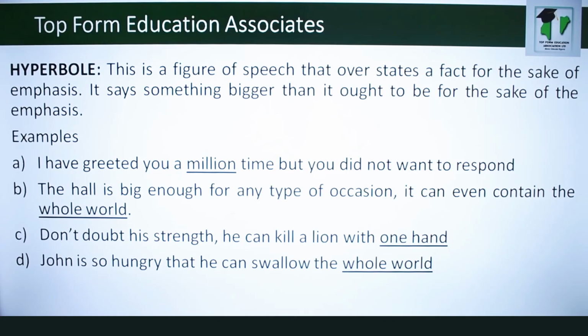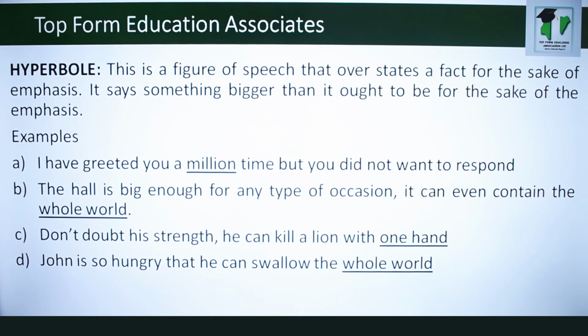All right. Example C. Don't doubt his strength. He can kill a lion with one hand. That is superb. The lion that we all know is fearless. When you look at this expression very well, of course you know, with one hand, emphasized there.